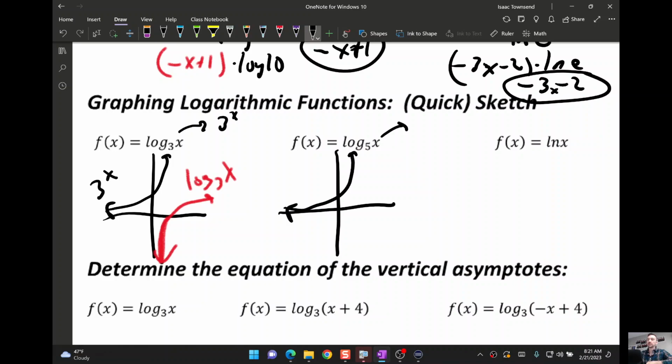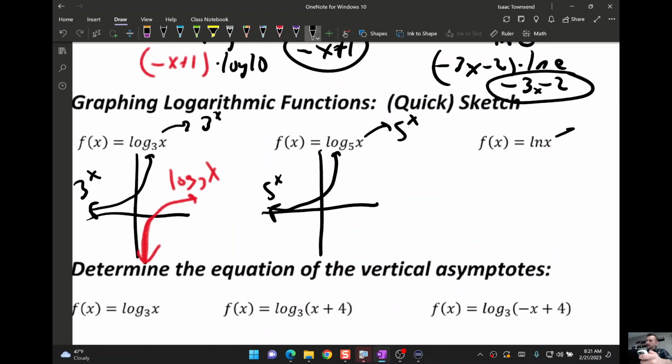What's the inverse of log base 5 to the x? Okay, and then just like we looked at in our 3.1 notes, the graph of 3 to the x, the graph of 5 to the x, the graph of e to the x, they all basically look the same.